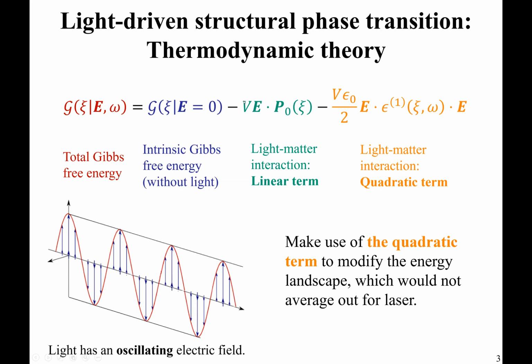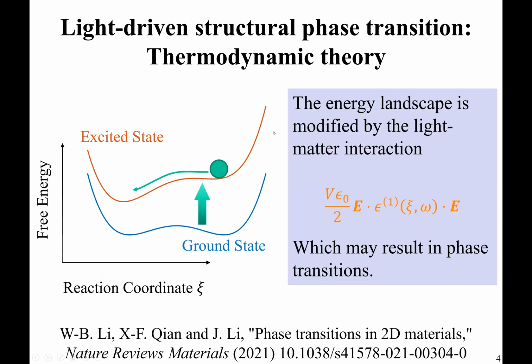Now, with the time average in thermodynamics, that first term averages out. So what controls, if you don't have a permanent polarization, is this second order term. And say previously you have a ground state phase, under illumination you can change the energy landscape. And under sufficiently strong illumination, the barrier can even vanish.